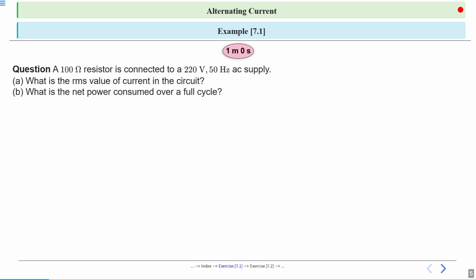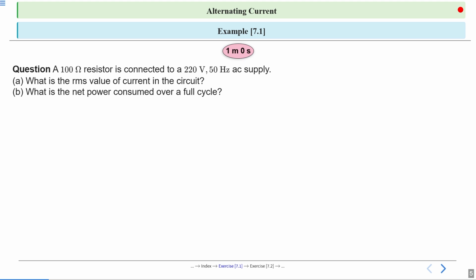A 100 ohm resistor is connected to a 220 volt, 50 hertz AC supply. It is not mentioned whether this 220 volt is the peak value or the RMS value. If it is not mentioned in the question, it has to be taken as the RMS value. So it is connected to a 220 volt RMS, 50 hertz AC supply, and you have to calculate the RMS value of current.